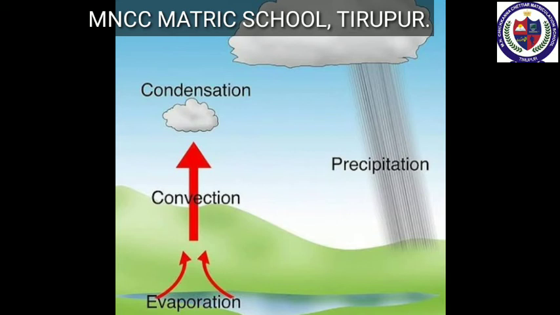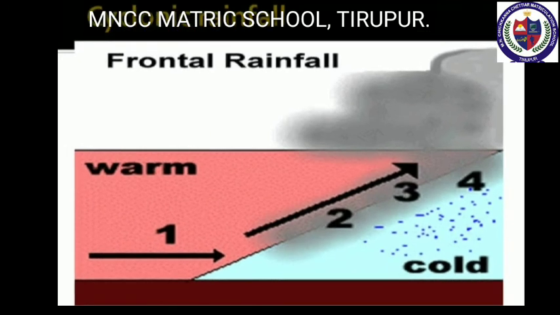Hail. Hails are chunks of ice falling from the sky during a rainstorm or thunderstorm. Hailstones are a form of solid precipitation where small pieces of ice fall downwards. Next, rainfall. Rainfall is the most predominant type of precipitation. Moisture-laden air masses rise upwards, form clouds and bring rainfall. Convectional rainfall, frontal or cyclonic rainfall, orographic rainfall.